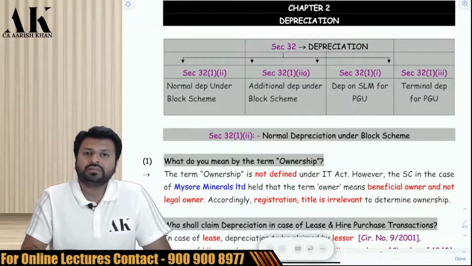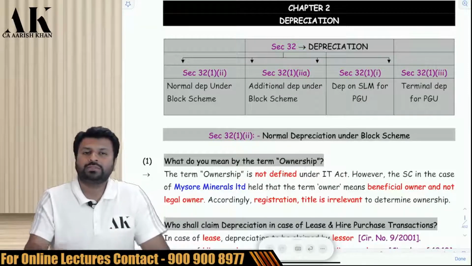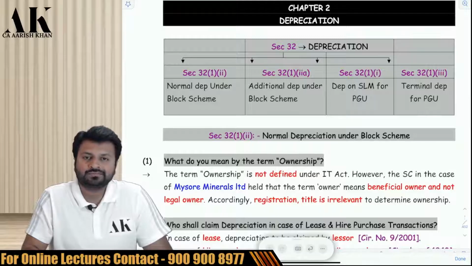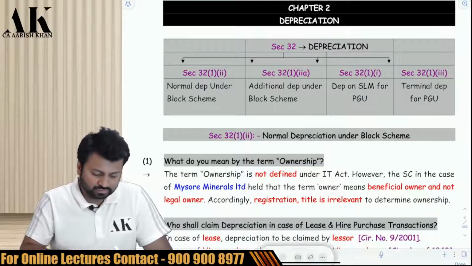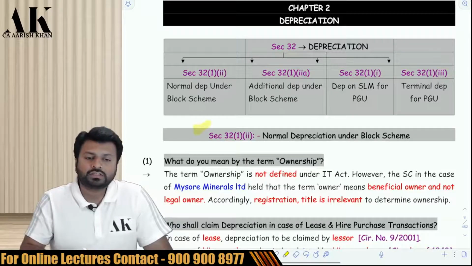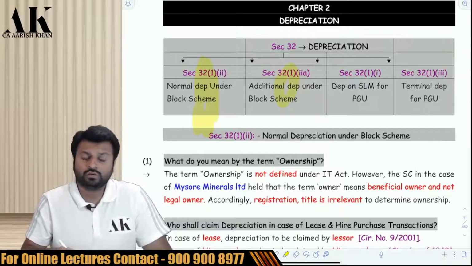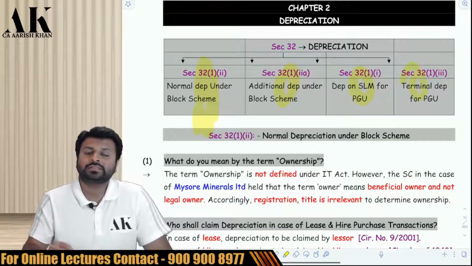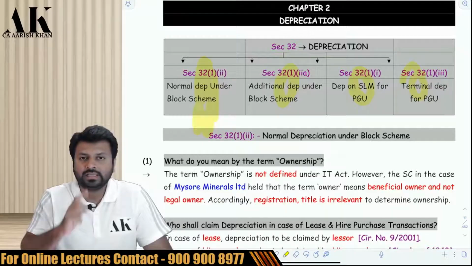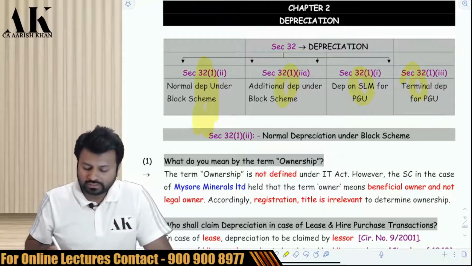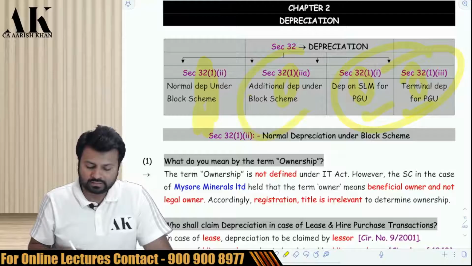So let us start with the first deduction, the biggest out of all, and that is depreciation. There are 4 kinds of depreciation. Let me tell you the 4 kinds of depreciation which you can see on the board. The first one is the normal depreciation under section 32(1)(ii). The second one is the additional depreciation under section 32(1)(iia). The third and the fourth are with respect to power generating assessees, and they are not available to all of them. So the third and the fourth we'll talk about sometime later, after some time.